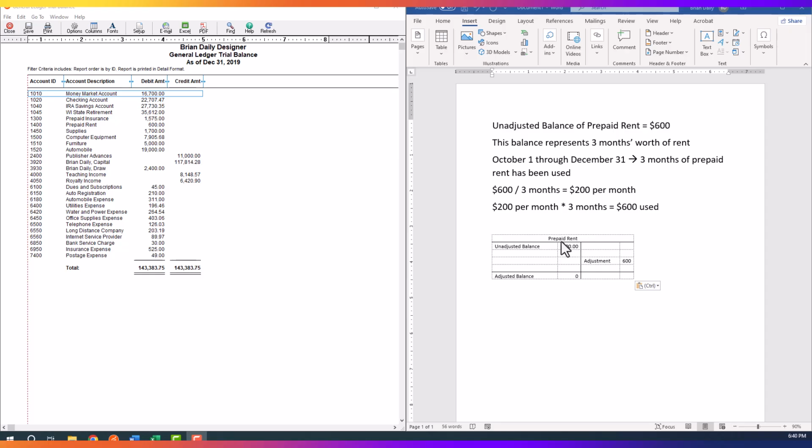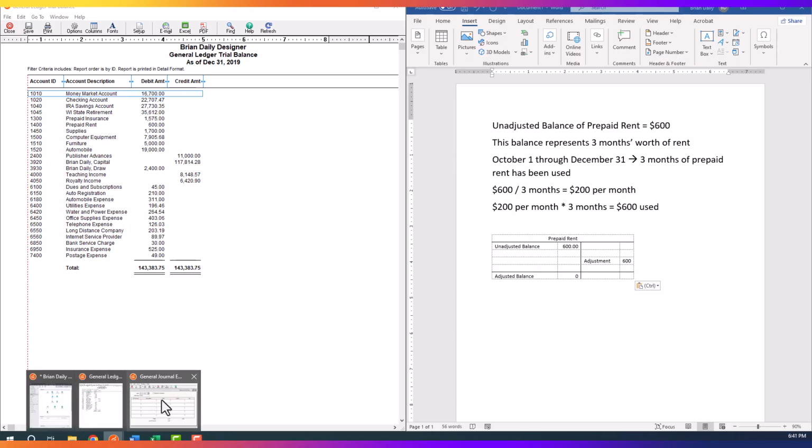Visualizing this through a T account, prepaid rent is an asset. It would have a normal debit balance. We said we've used all of it, so it should have a zero balance, which means that we needed to subtract 600 from it. To subtract from an asset, you credit it. So in our journal entry, we're going to credit our prepaid rent for the $600 amount.